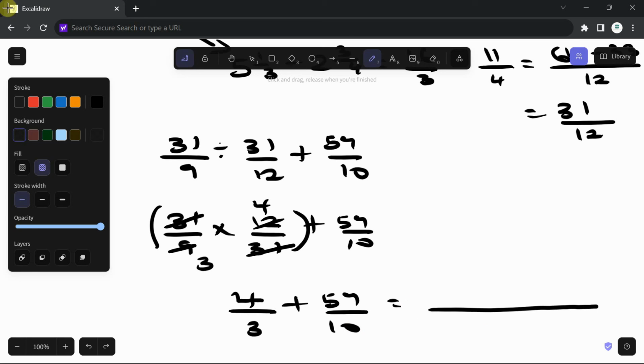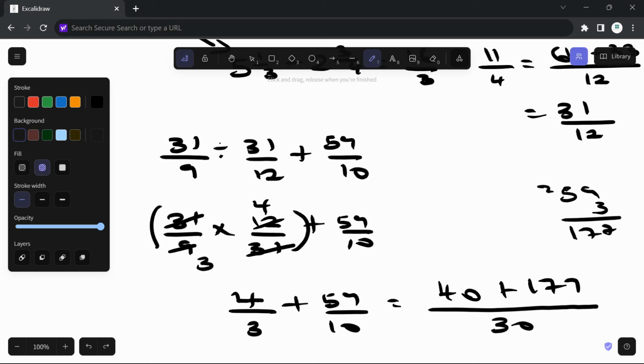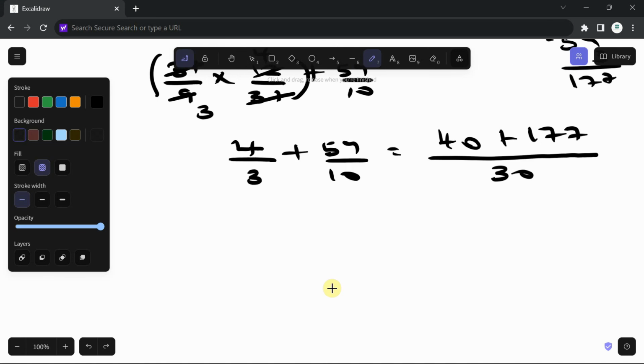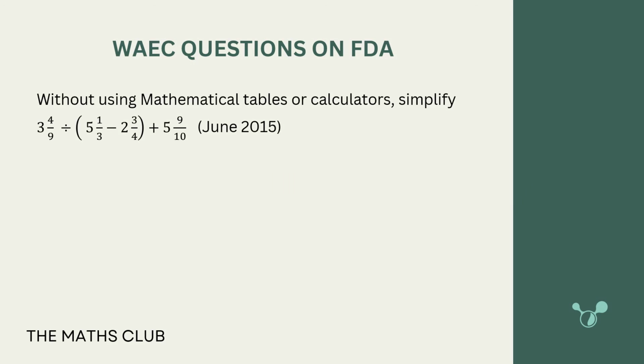So the LCM of 10 and 3 is actually 30. 30 divided by 3 is 10. 10 times 4 is 40. Plus 30 divided by 10 is 3. 3 times 59, so 59 times 3, that is 177. So 177 plus 40, that's 217. So 217 divided by 30.